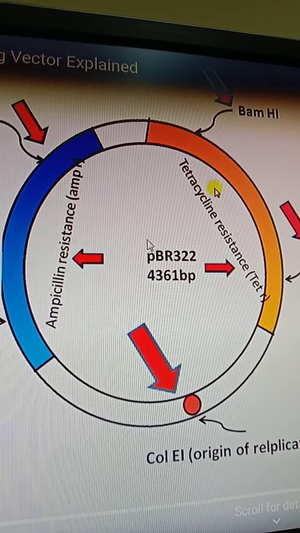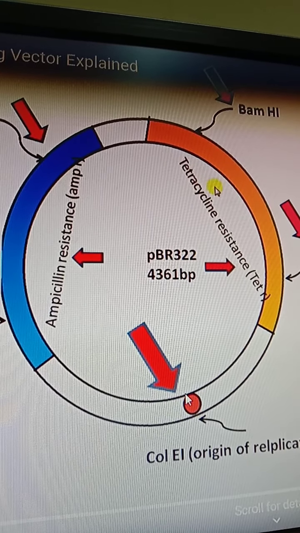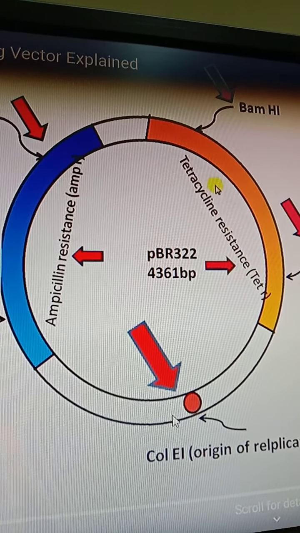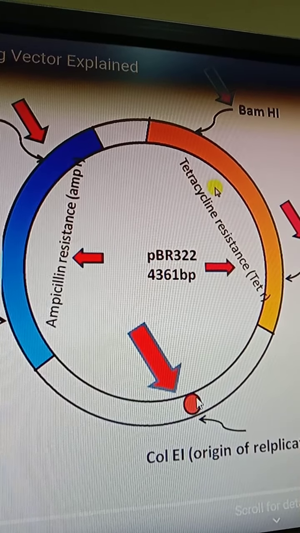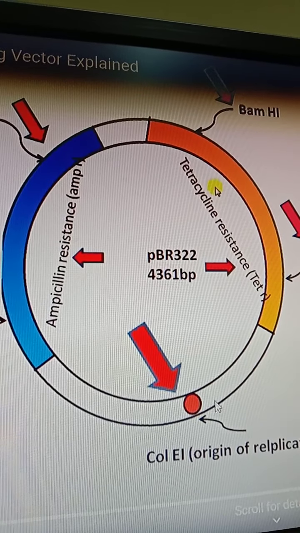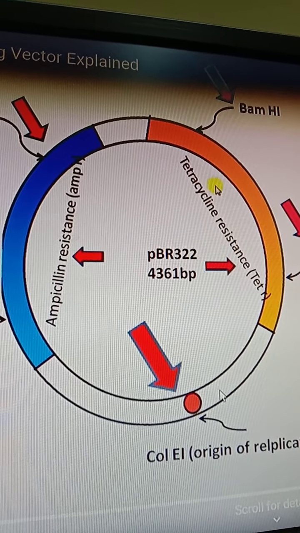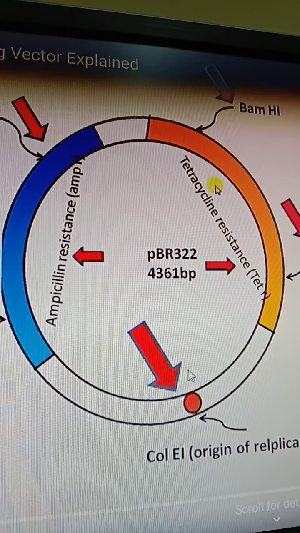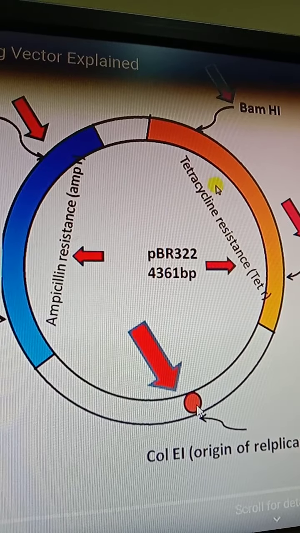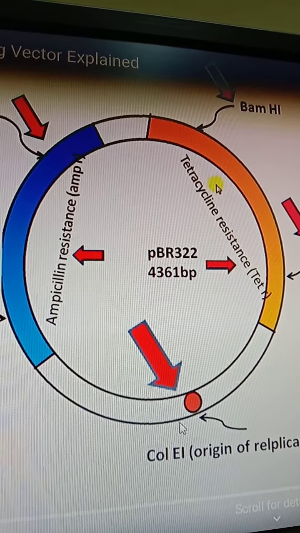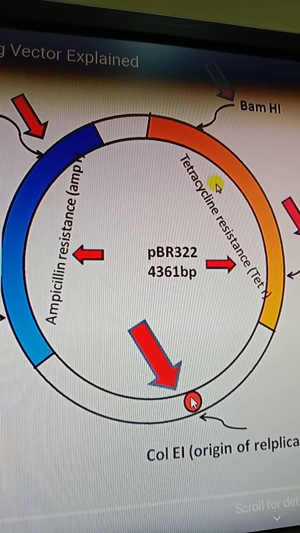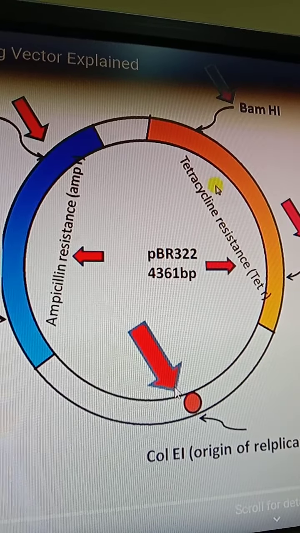So the first thing is the vector will have an origin of replication, and this origin of replication will help the vector replicate inside the host cell. If the origin of replication is not there, the vector can't self-replicate. So the first important component, a vector should have an origin of replication, also known as the ORI site, and this will be different for different types of organism. In case of pBR322, it is called ColE1. This is the ORI site, the origin of replication.